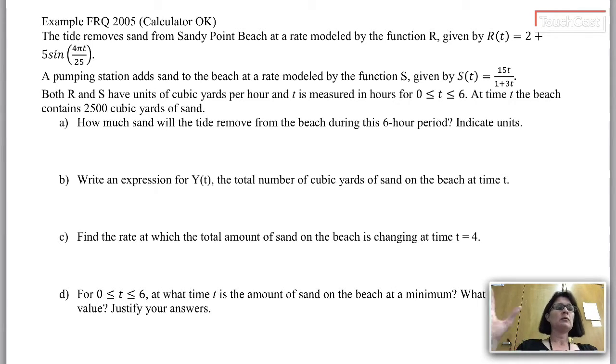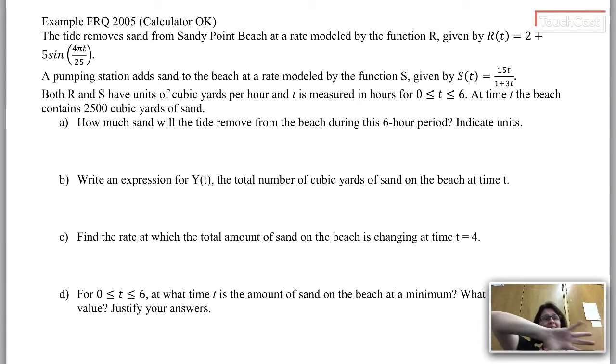I know there's a beach and there's 2 things going on. This is a pretty common setup for a free response question. So there's the beach and it has sand on it. I know at the beginning there's 2,500 cubic yards of sand before the problem starts. I have 2 forces acting on the sand.